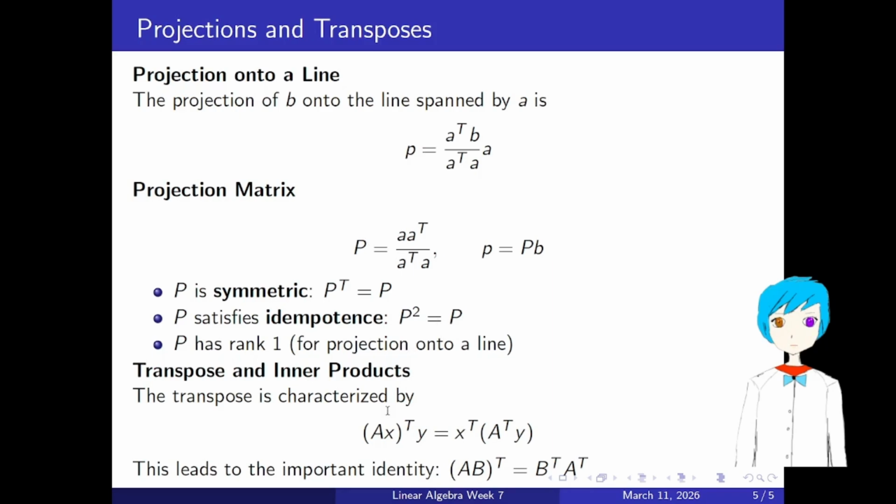So in this way, we have another viewpoint to define transpose. The transpose, A transpose, of a matrix A is defined as a new matrix such that the inner product of Ax and y equals the inner product of x and A transpose y for any x and y. So this could lead to the important identity: the transpose of AB equals B transpose A transpose.